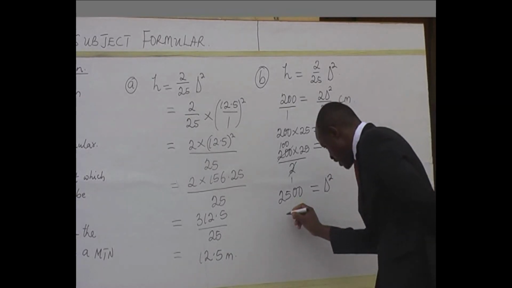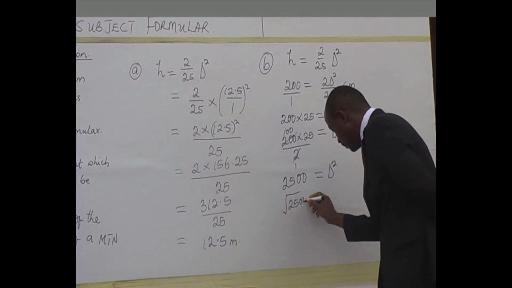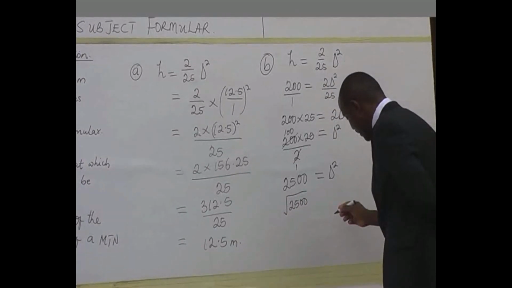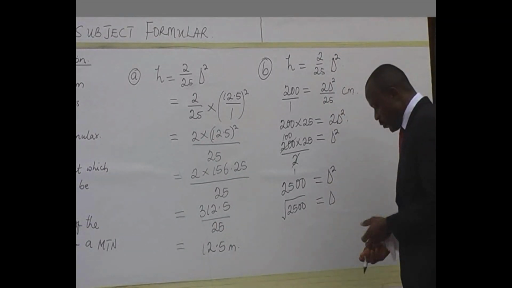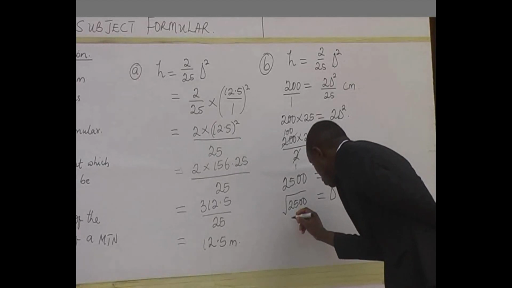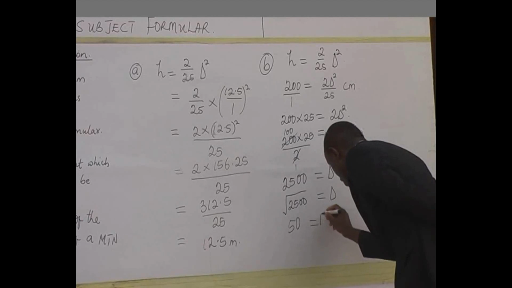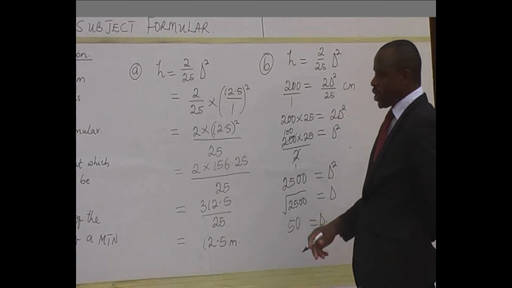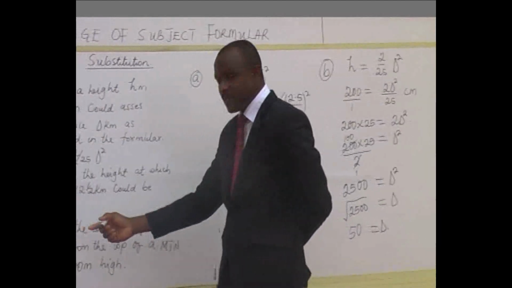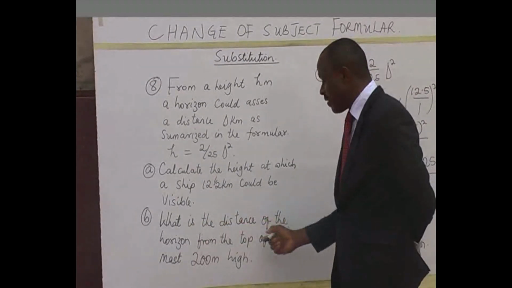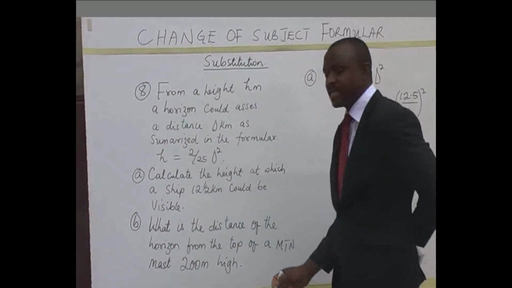That means the square root of 2,500 will give you the distance. And the square root of 2,500 is 50. That means 50 becomes the distance that question number B is asking for, when it says, what is the distance of the horizon from the top of an empty end mask 200 meters high?